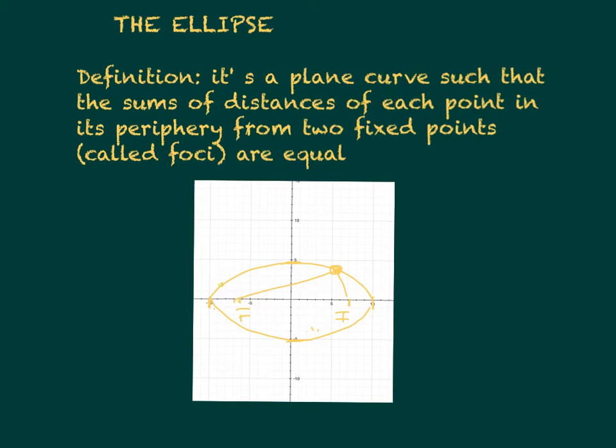So if we choose a point over here, the sum of the distance between this point and the first focus and this point and the second focus is going to be the same as the first two distances. And the same happens with any other point. So the distance between this point and this focus plus the distance between this point and this focus is always the same. So the sum of the distances of any point to the two foci will always be a constant.